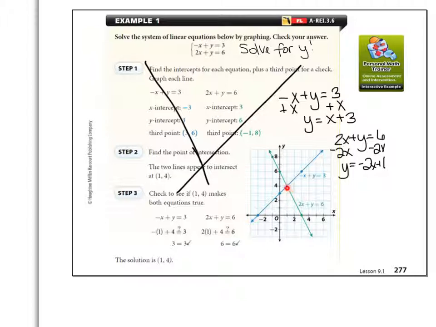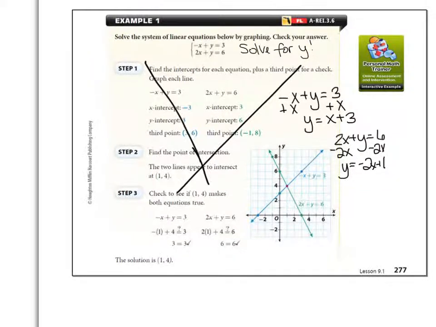We then label the ordered pair, which is (1, 4). And then to check it, you could plug it back into both equations and make sure that the left side is equal to the right side on both of them. And that's what they did in step 3. Since it was true, that meant the solution is the point (1, 4). So graphing, we're going to graph both lines, find where the two lines intersect, and that's going to be our answer.